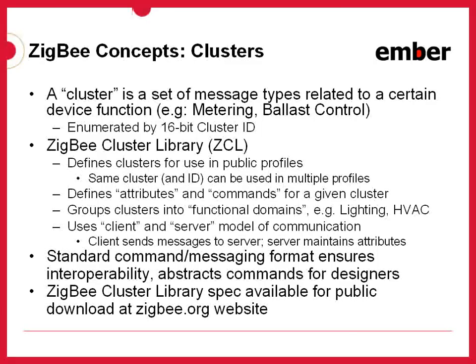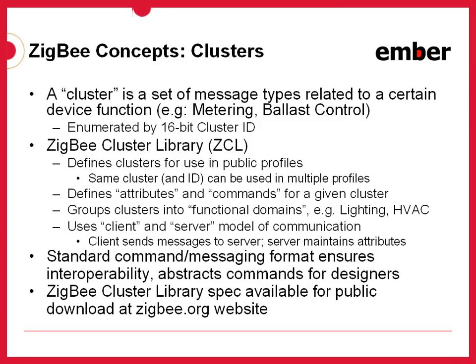Now, each cluster has a set of attributes, which are the properties that are maintained on the device that is responsible for those things, and a set of commands, which are the sorts of things that it sends and receives. The ZigBee Cluster Library also groups these clusters by what it calls functional domains. So clusters that are related, like color control and ballast control and lighting, might go into a lighting functional domain, and things like humidity and pressure sensing and valve control might go into an HVAC, heating, ventilation, air conditioning kind of functional domain.